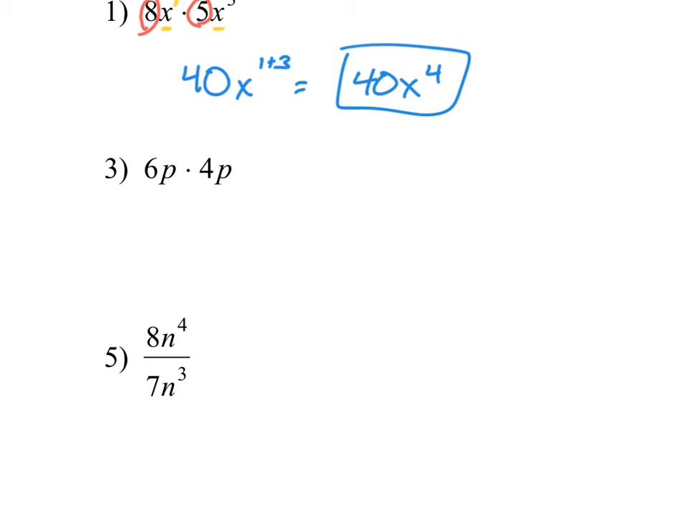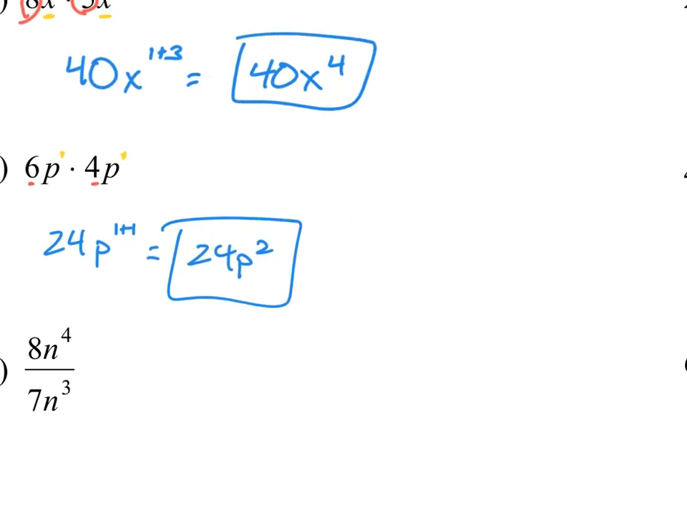Number three is a very similar type problem. You've got 6p times 4p. The first thing you want to do is multiply the numbers that are out in front. So 6 times 4 becomes 24. Now, p's are the like bases, but the thing you've got to remember is that with both p's there, the exponent is really 1 on each side. And when you multiply that, that becomes 1 plus 1, because you add exponents when you multiply. So you get 24p squared.